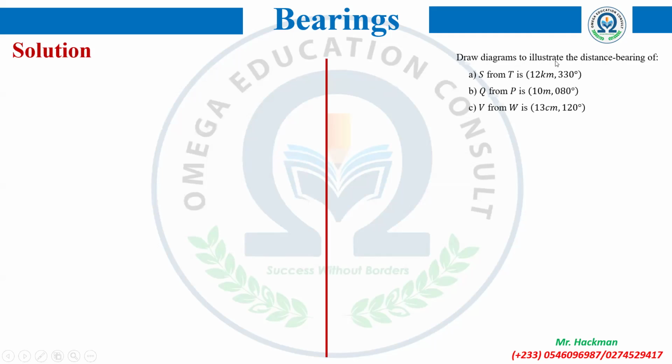Draw diagrams to illustrate the distance bearing of. So this is the distance, this is the bearing. So indirectly what we have here is a vector given in the magnitude bearing form, or the distance bearing form. So here, we said S from T. So our reference point is what? T. I'm going back to the normal view because I will need the straight edge.